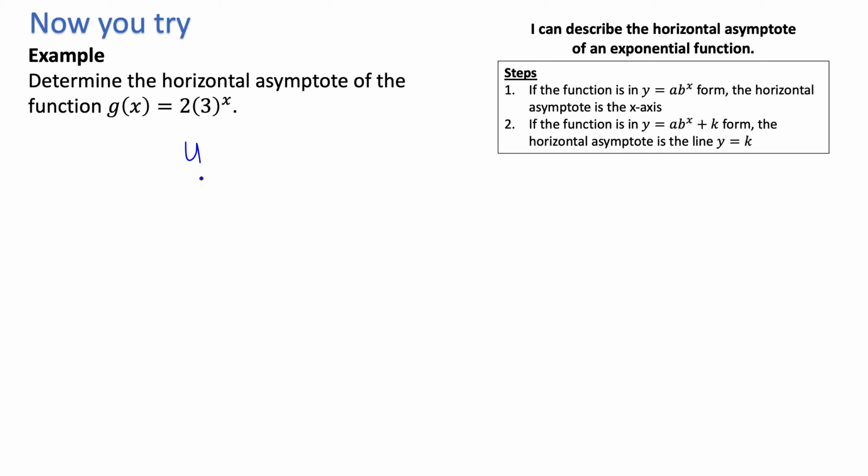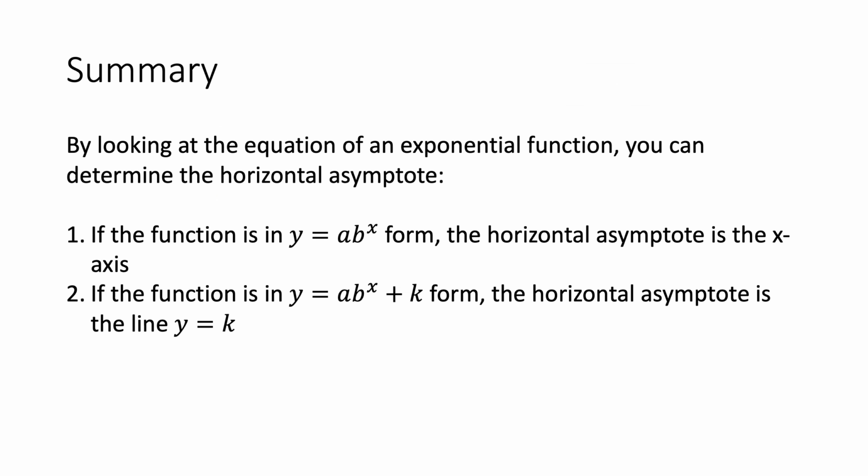This function is in y equals ab to the x form. In this form, the horizontal asymptote is always going to be y equals 0. So this function is going to approach the x-axis but not actually cross it or intersect it. By looking at the equation of an exponential function, you can determine where the horizontal asymptote is. If the function is in y equals ab to the x form, the horizontal asymptote is the x-axis.